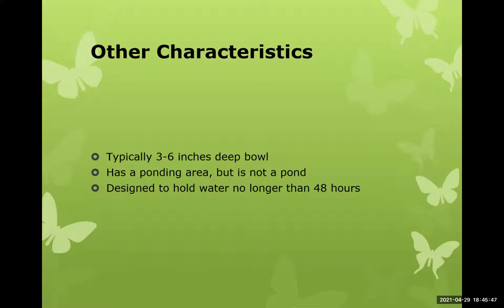Rain gardens are typically only 3 to 6 inches deep. They don't have to be really deep. It has a ponding area, and in a larger rain event, the water will pond in there. But it's not a pond because the water does not stay in there very long, typically no more than 48 hours. I have some rain gardens on my property that are in heavy clay soil, and none of them holds water for more than 48 hours. I would say none of them holds water for more than 24 hours. So they're at no risk of breeding mosquitoes with standing water in them for that short a time.